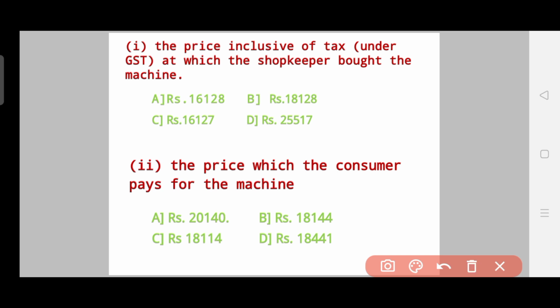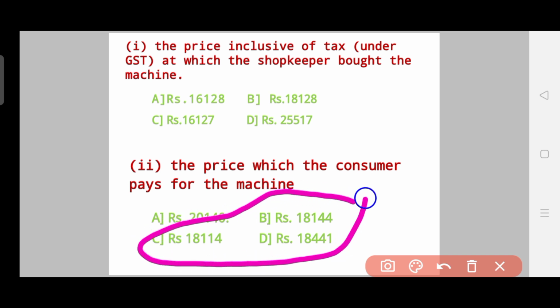An important thing to note here is that I have given the answers to this question in the description box, but first of all try it on your own. Let me read the second question. The second question says the price which the consumer pays for the machine, and your options are rupees 20,140, rupees 18,144, rupees 18,114, and the last option is rupees 18,441. So you can see that options B, C and D are very similar, so kindly answer very carefully.